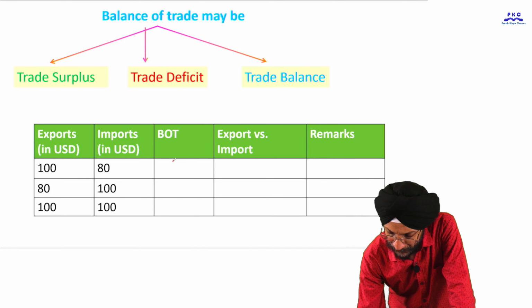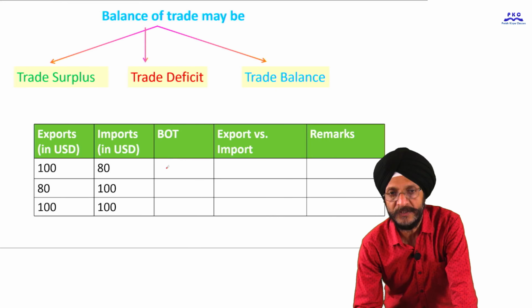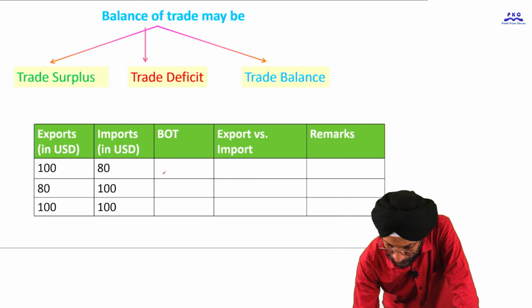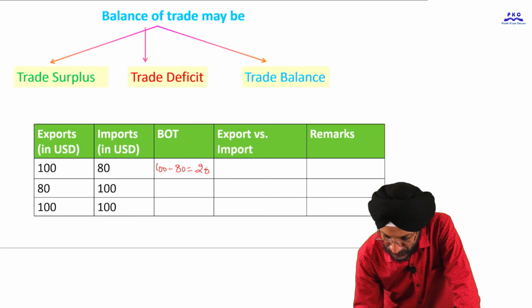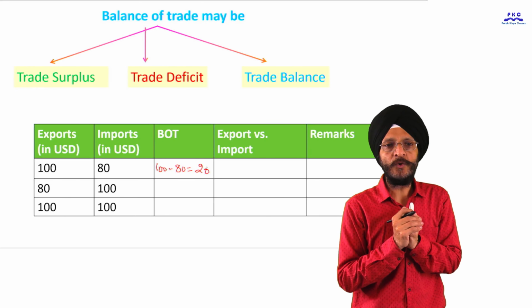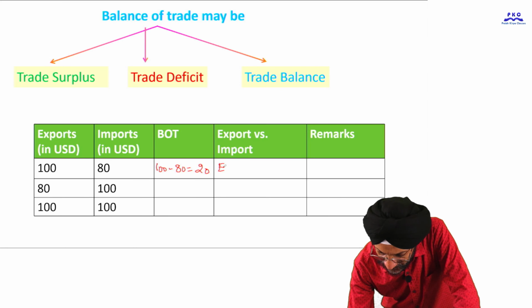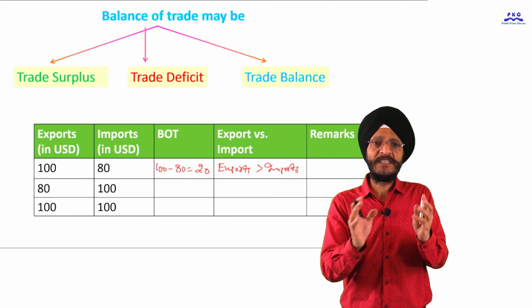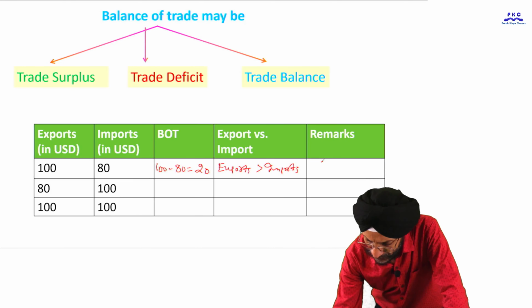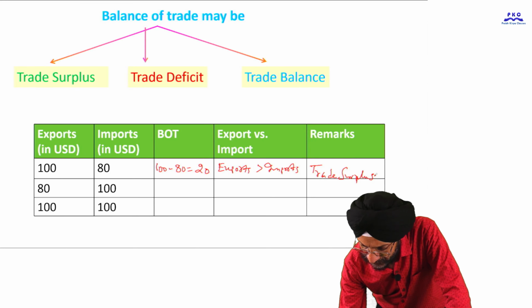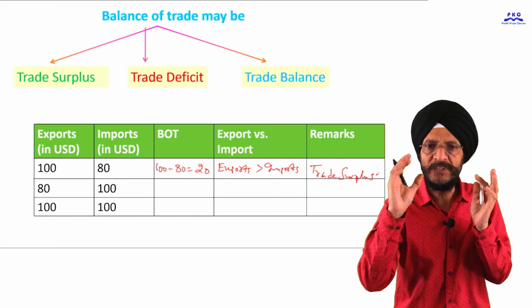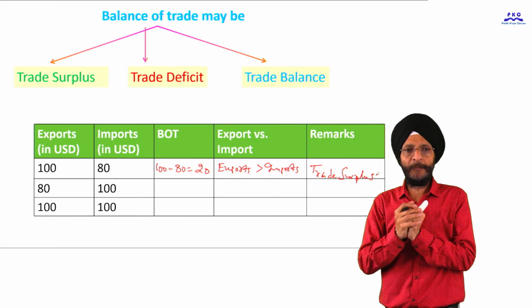So here, what is the balance of trade? Balance of trade is exports minus imports. So 100 minus 80 is equal to 20. So 20 is the balance of trade. So here exports are more than imports. So when exports are more than imports, it is trade surplus. That is, the country is having trade surplus, or we can also call it positive balance of trade when exports are more than imports.